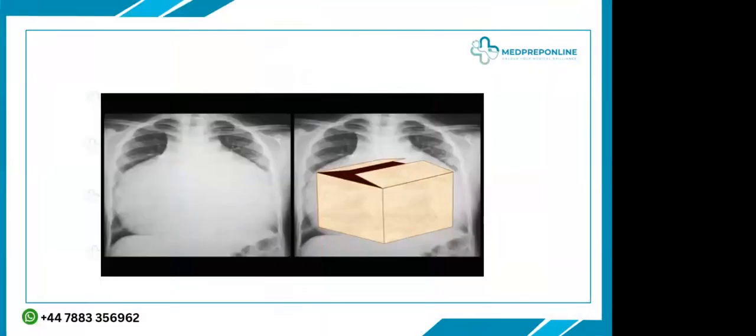This is what you are going to see on the chest X-ray. You can see a very, very large right atrium here. So basically you are going to have a very box-shaped heart. You can see that this is a box-shaped heart, with massive enlargement.